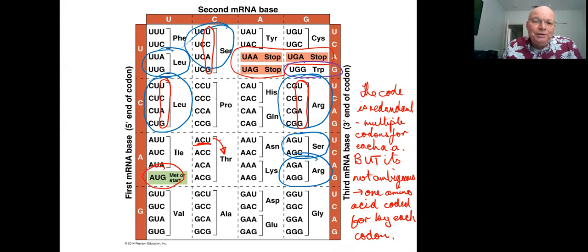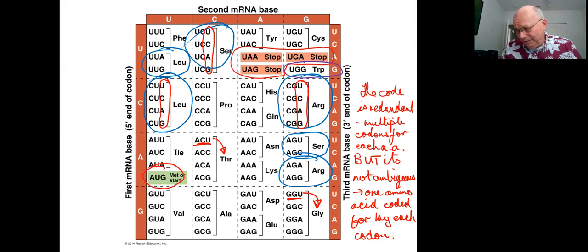It means threonine. This codon means glycine, and so on. Each codon is very specific. So while there's redundancy, multiple codons for each of the amino acids, there's no ambiguity. Each codon only specifies a single amino acid.